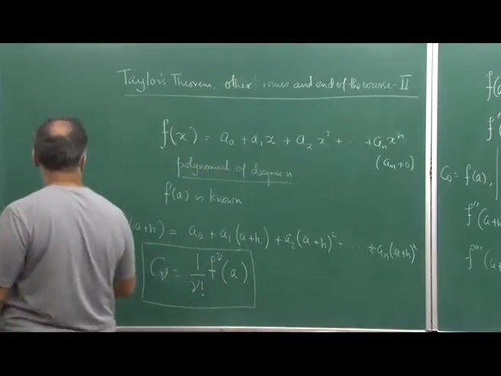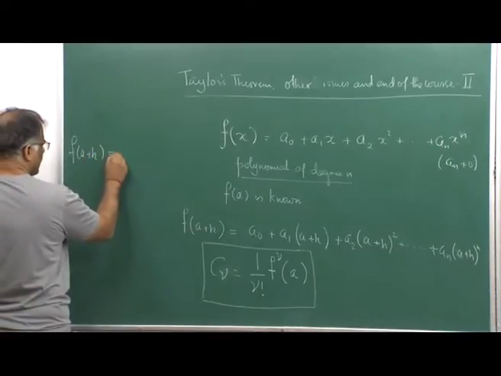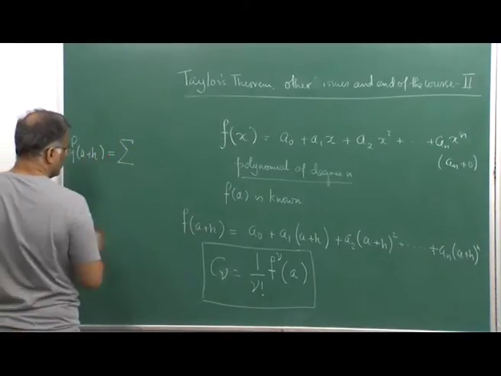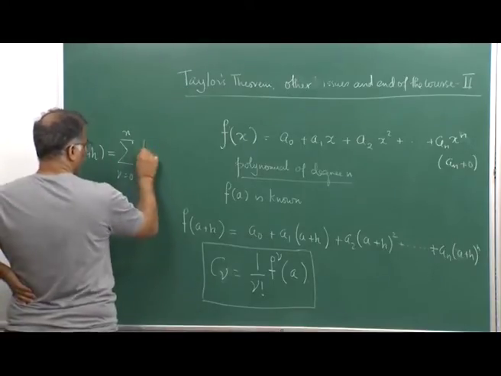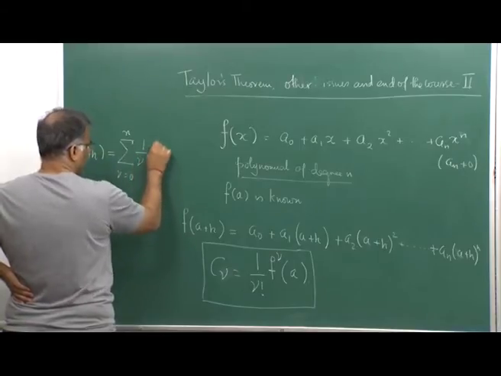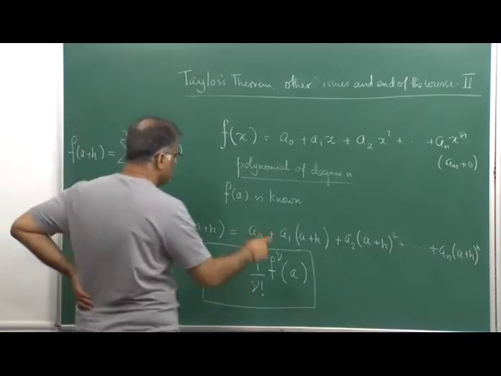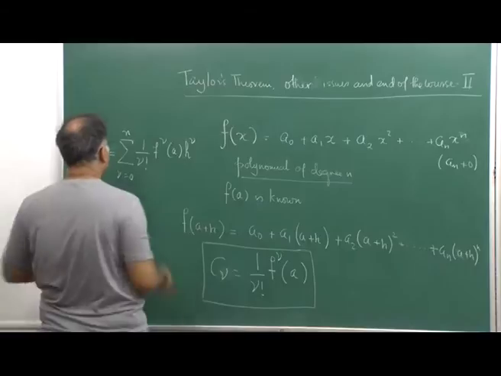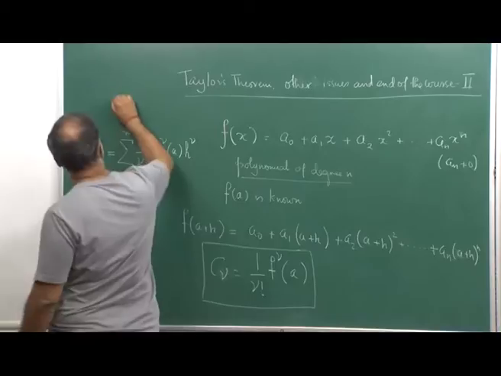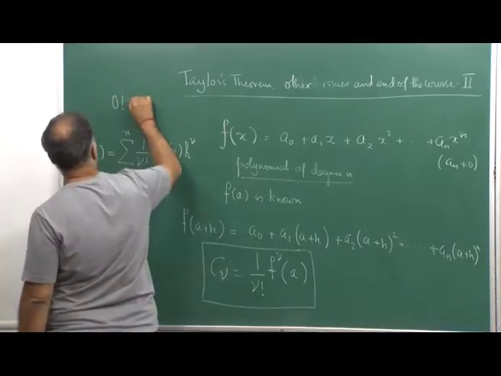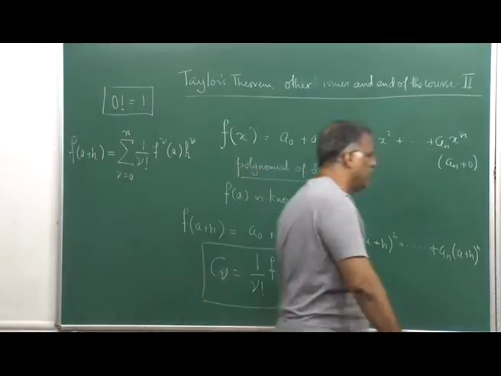So, finally, that f of a plus h can be expressed as summation nu equal to 0 to n, 1 by nu factorial f nu a into h^nu. And you can ask, what about when nu is 0? So, there is this standard convention in mathematics. I told you once that a lot of mathematics depends on convention. 0 factorial is 1. So, this is what Taylor achieved.